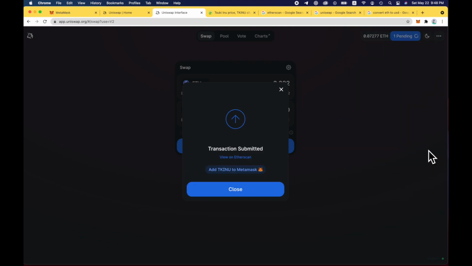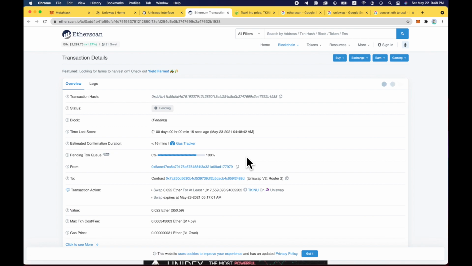I'll confirm. And now you'll get this message, transaction submitted. This is important because that means the transaction is not actually complete. It says you can view on Etherscan. And so if you click on that, it will actually show you the pending transaction on the blockchain. So this is really cool.